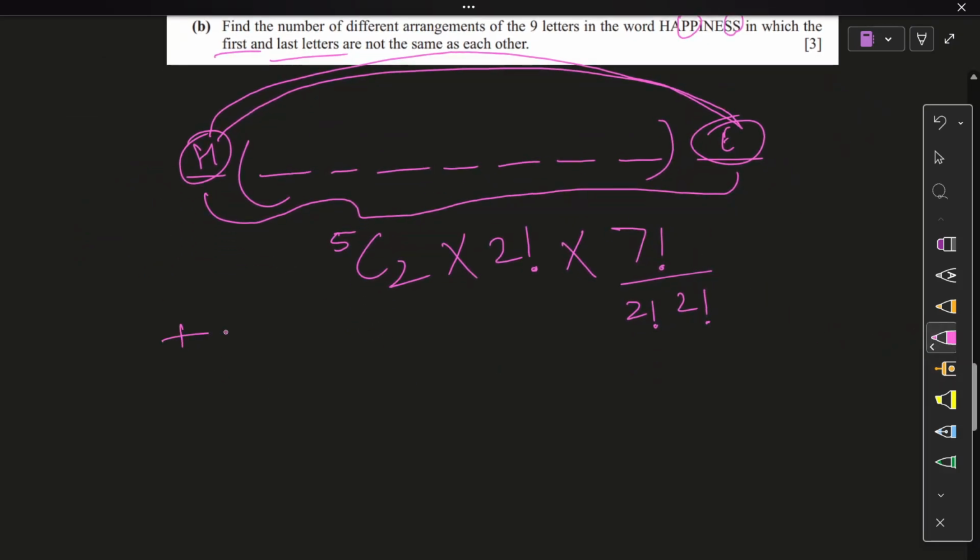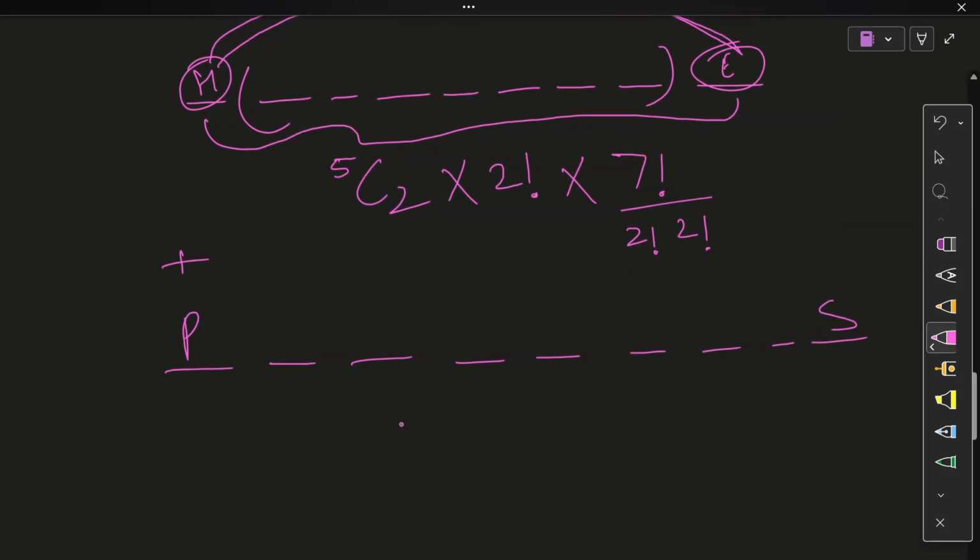Okay. So plus second case, let's just go for P and S at each end. So 1, 2, 3, 4, 5, 6, 7, 8, 9. S being at this end. So now for these two ends, we have 2 factorial. P's and S's are fixed, so 1 and 1 for both of them. And 1, 2, 3, 4, 5, 6, 7. 7 factorial for this. And does anything repeat? No.